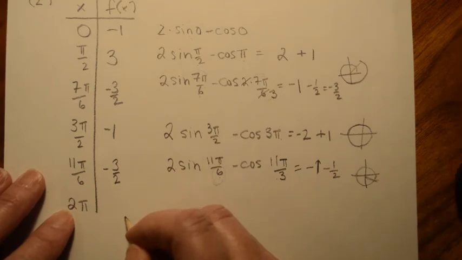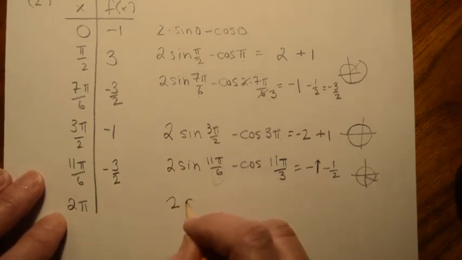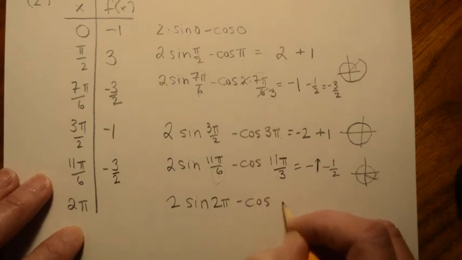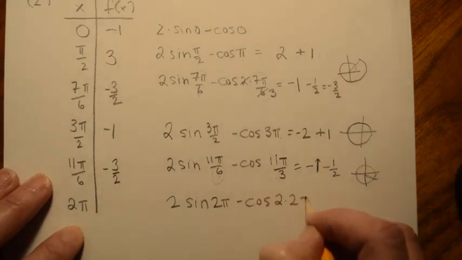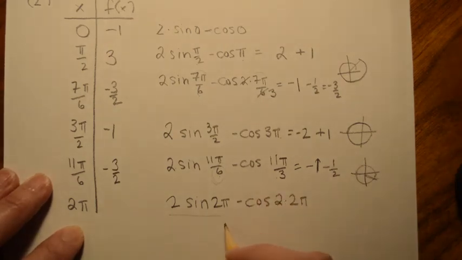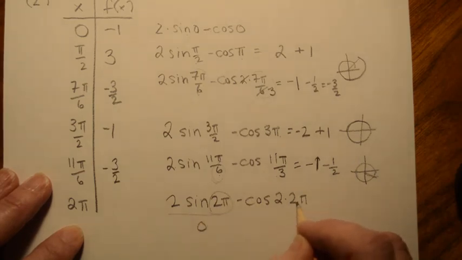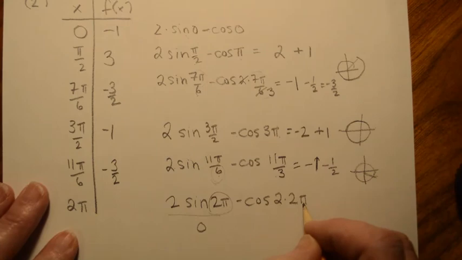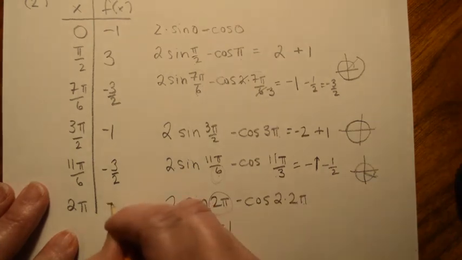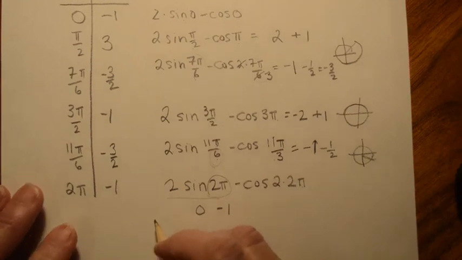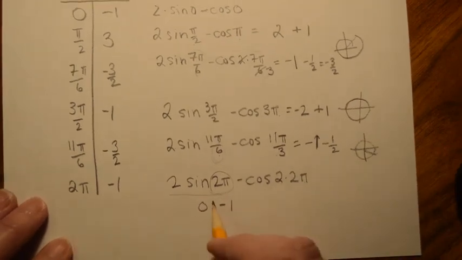All right, and then finally, a nice easy one: 2 sine 2 pi minus cosine of 2 times 2 pi. This right here gives us 0, so we end up with 0. Cosine of 4 pi is going to be 1, so minus 1, and we get negative 1. Okay, I'm out of space, so we're just going to have to kind of squish it in here.